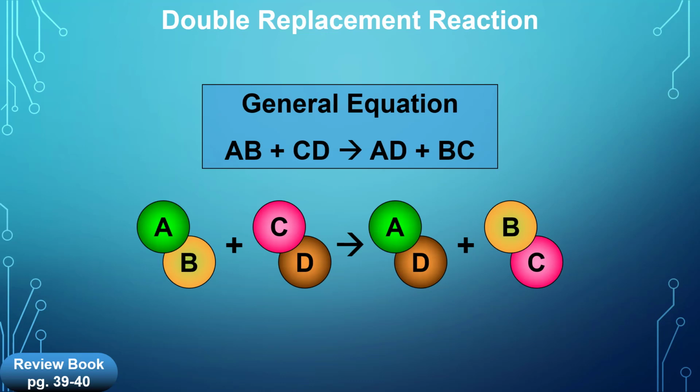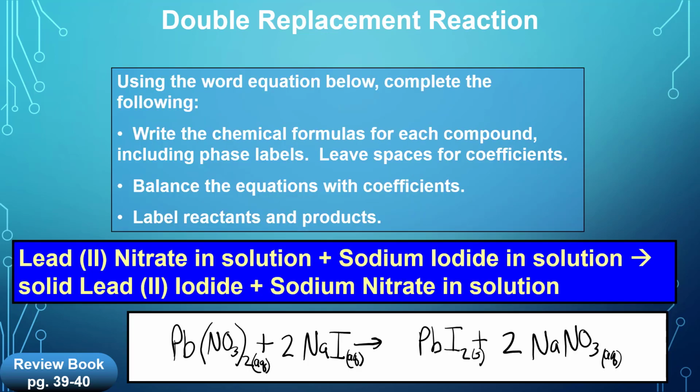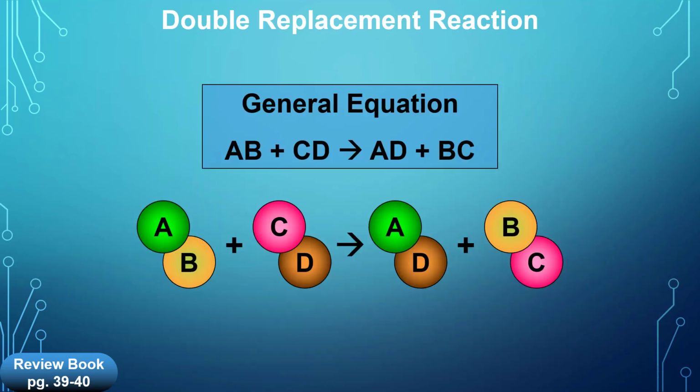Here's the general equation. You can see that A has switched places with, A is with B, now A is with D. Yes, it's switching places with C, I guess, in this case. One way to see this is you can see that the names switch. So lead nitrate and sodium iodide are now lead iodide and sodium nitrate. You can hear that in the description.